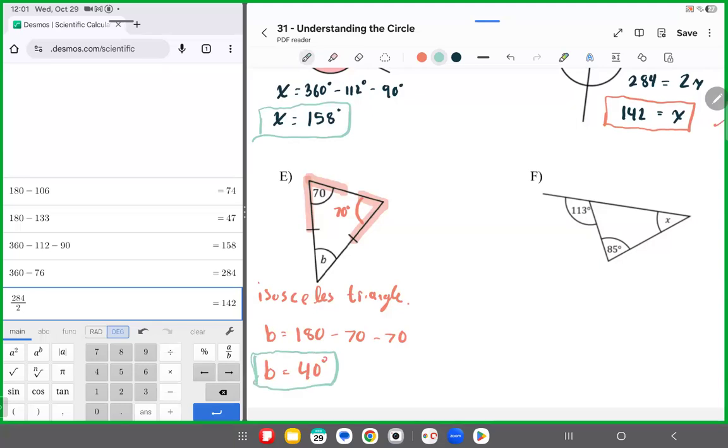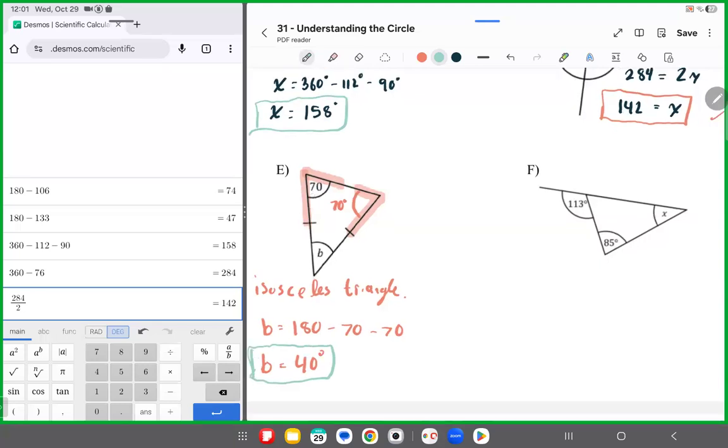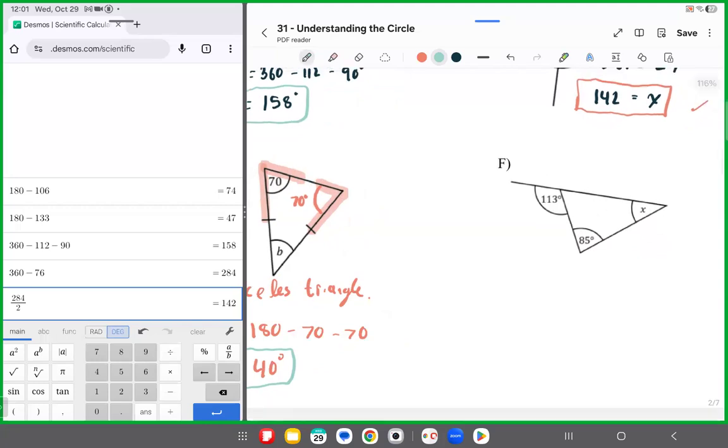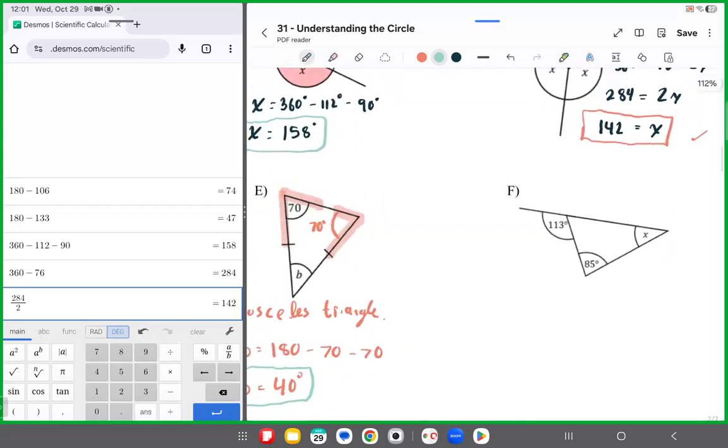Okay. Letter F, what about this one? Well, we appear to have a triangle and then we have an exterior angle. There's a theorem involving the exterior angles of a triangle, but we don't need to worry about that for our course purposes. So what do we do here?